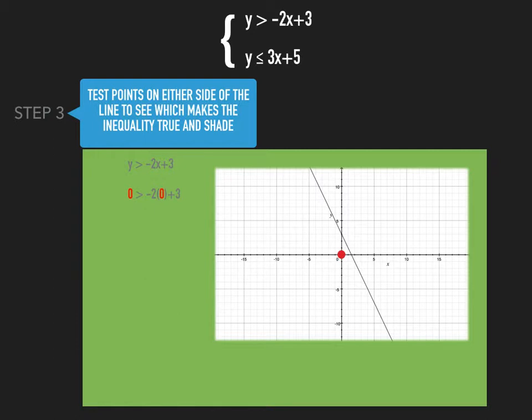Then I'm going to go ahead and solve that right-hand side. -2 times 0 is 0, plus 3 is 3. 0 is greater than 3. Is that true or is that false?